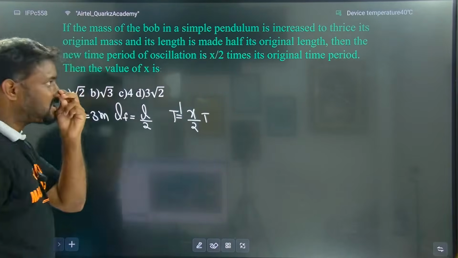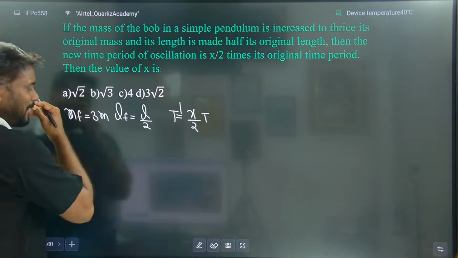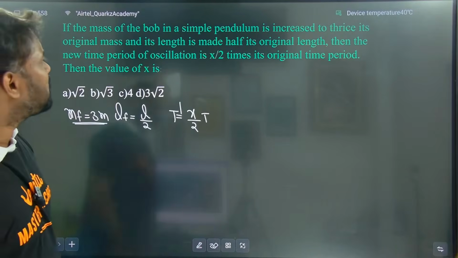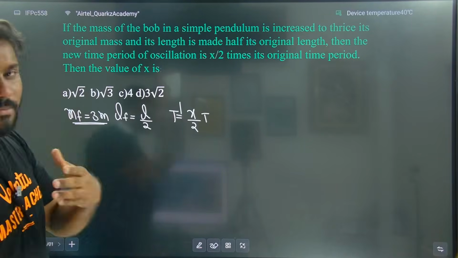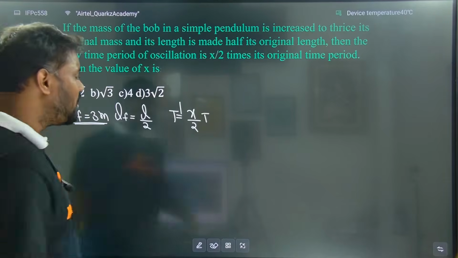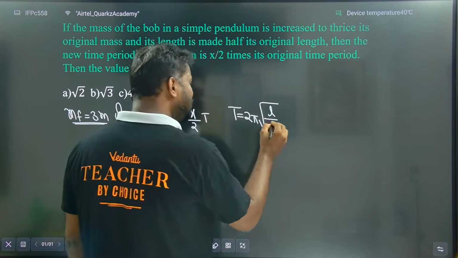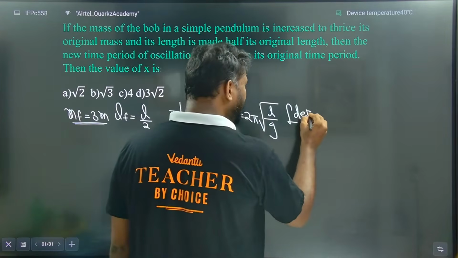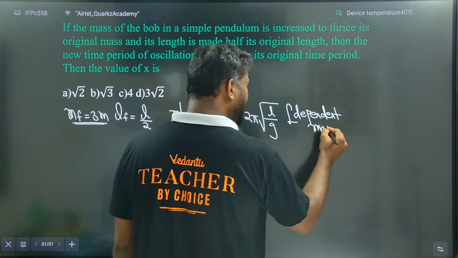Yes sir, I take the new time period as T dash, which is x/2 times the original time period. Then we can calculate the value of x, right? So how do we calculate? See here, I have taken the mass as increased. The time period of the pendulum is equal to 2π√(L/g), right? So the time period is independent of the mass. Independent of the mass.